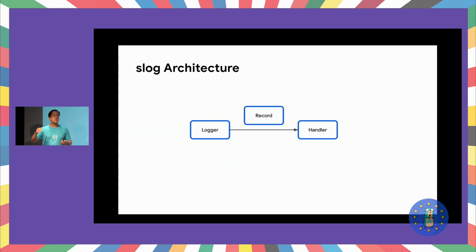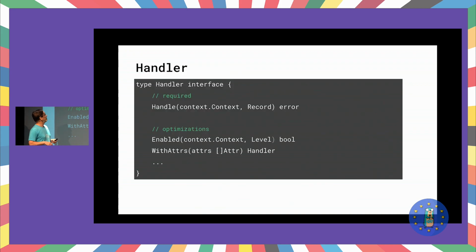Handler is an interface. So you can write your own, you can use the built-in ones, and it can do whatever it wants. So you might expect from this that handler would have one method called handle that takes a record. And indeed it does. But it also has a few other methods that are there solely for optimization. And I'll just talk about these 2 on the screen.